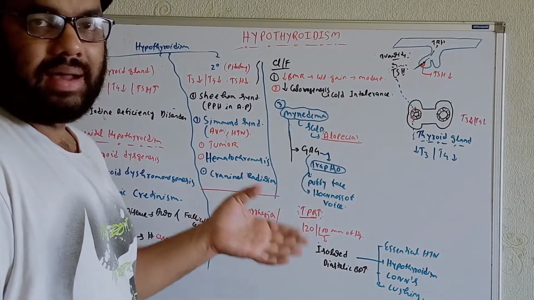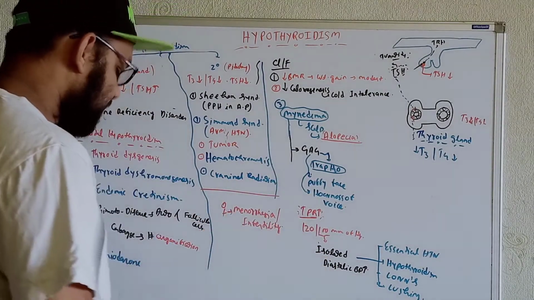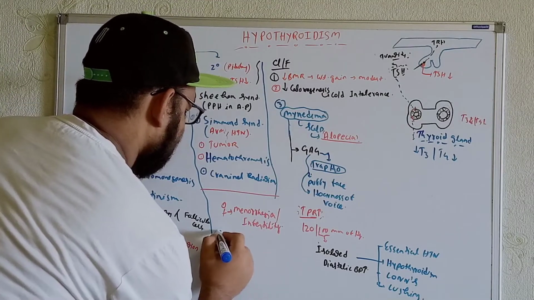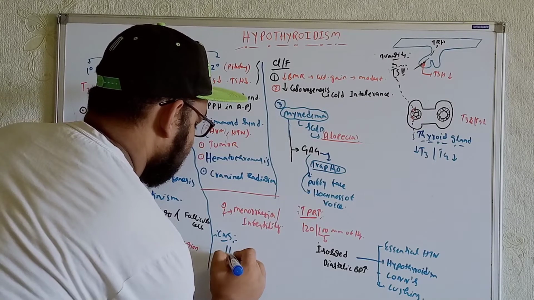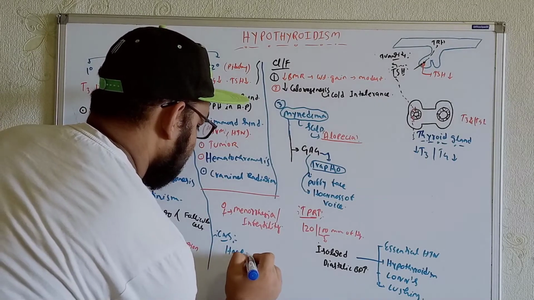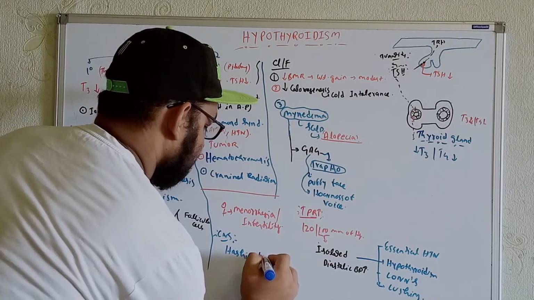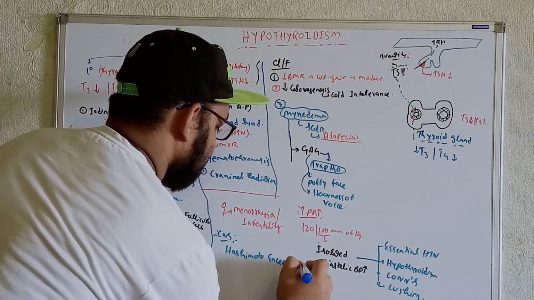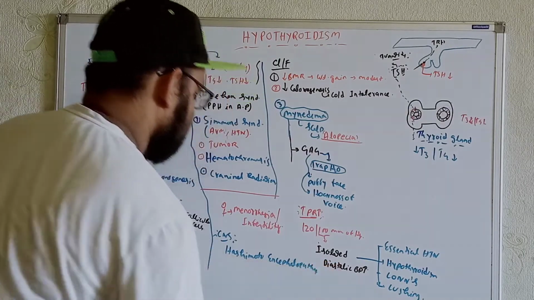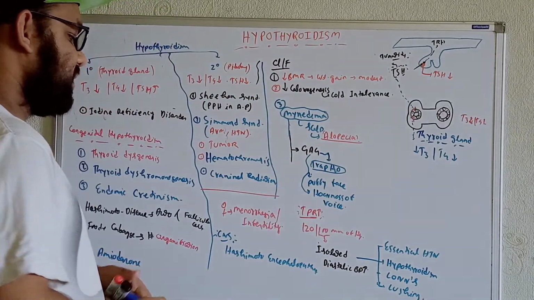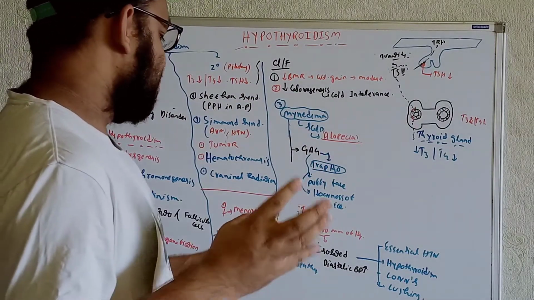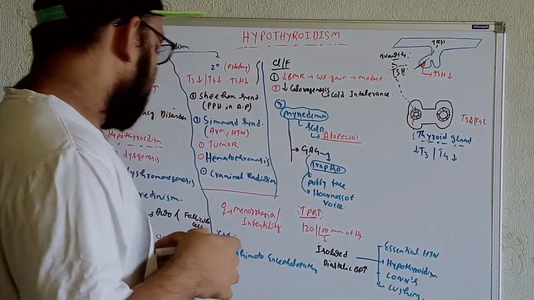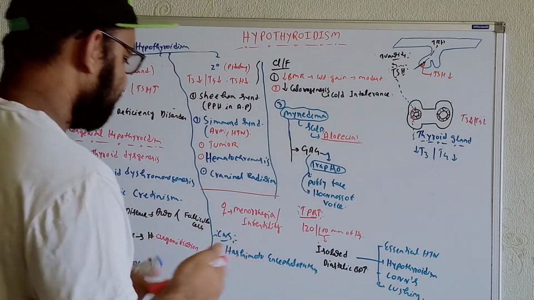Hashimoto encephalopathy. As far as the nervous system, the CNS, is concerned, we will get Hashimoto encephalopathy. What are the problems we'll get in these cases? In Hashimoto encephalopathy we'll get small muscular contractions, that is known as myoclonus. So we'll get myoclonus over here.